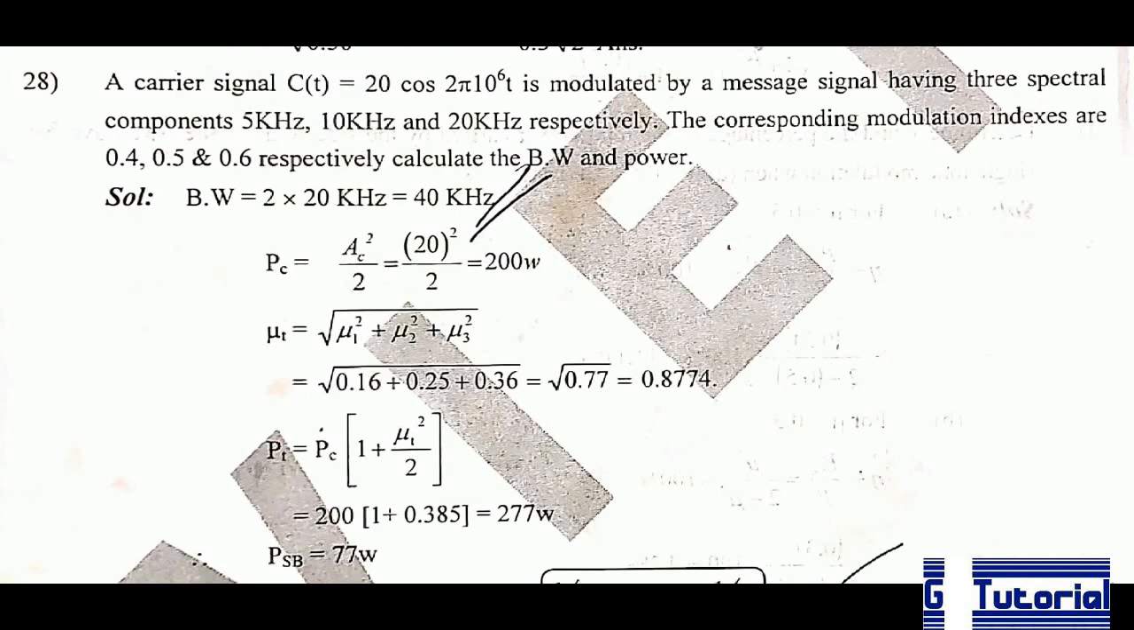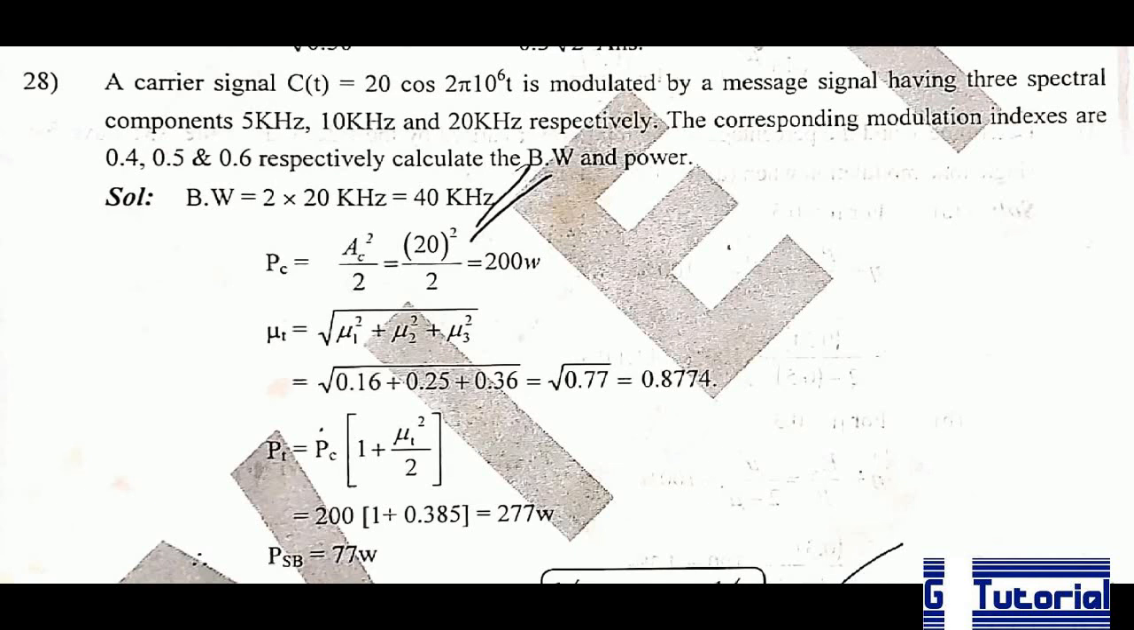Bandwidth is always twice the highest frequency component. Here the highest frequency component is 20 kHz, and twice of that is 40 kHz, which is the bandwidth of the transmitted signal. Now the equation of power is PT is equal to PC into 1 plus mu t square by 2. So first we have to find mu t. Mu t is root of mu1 square plus mu2 square plus mu3 square. We will get the value as 0.8774. Now let us calculate the value of PC. PC is equal to AC square by 2R.